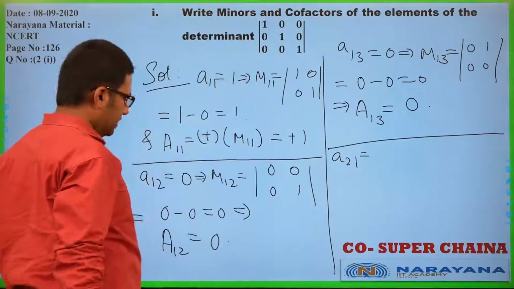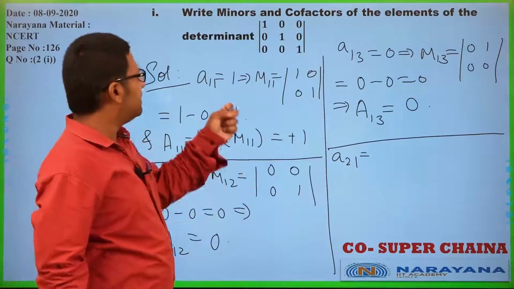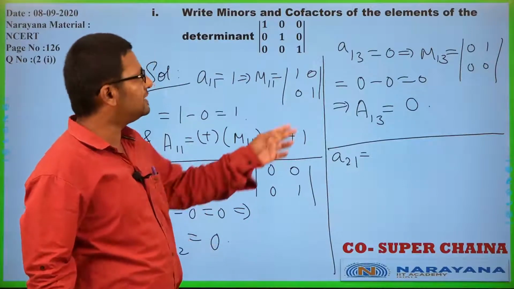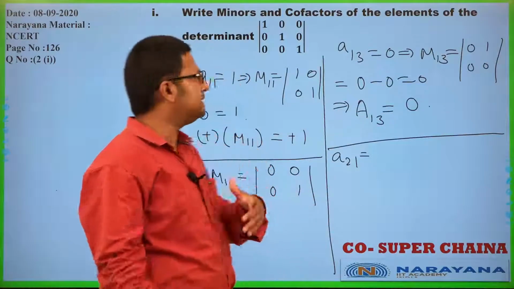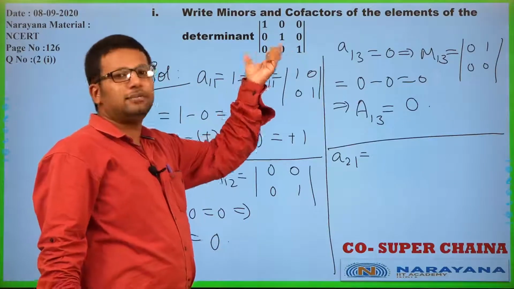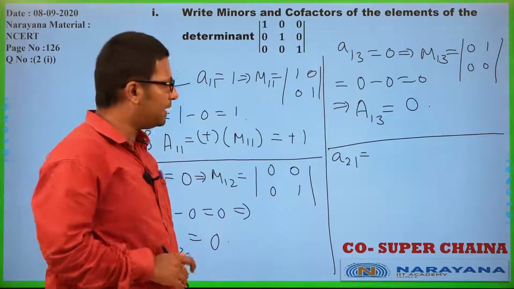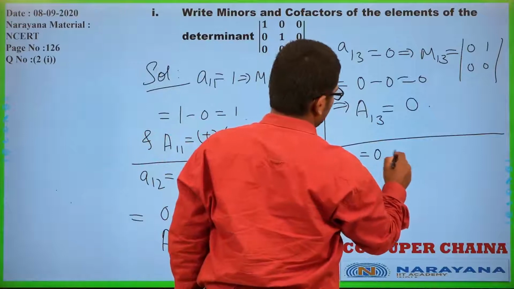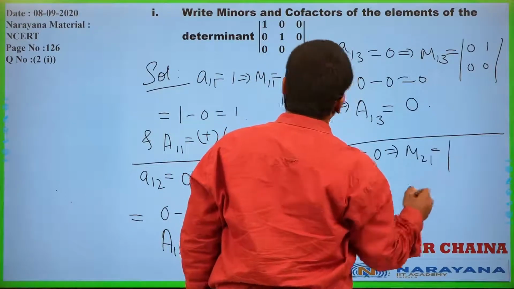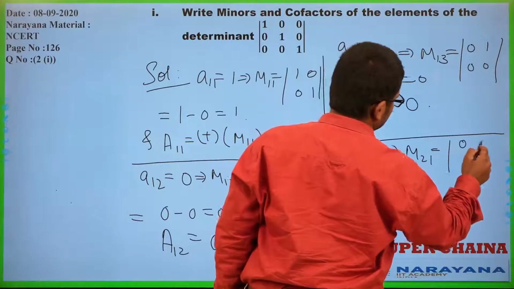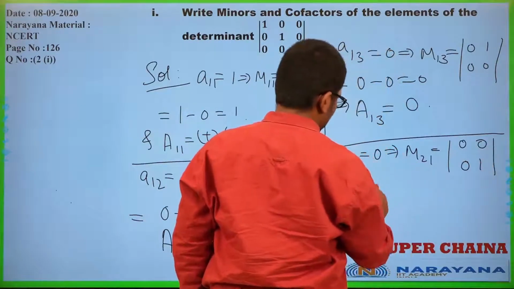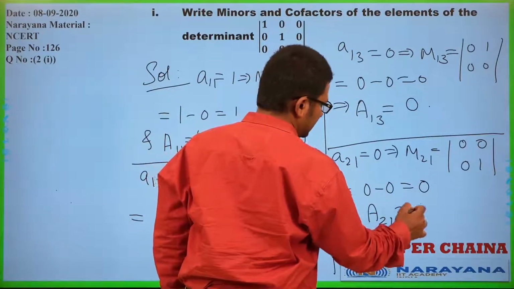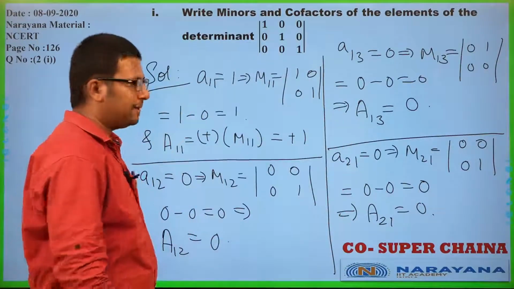Then A21, can you see a pattern emerging? When A11 was 1, the cofactor was 1. When A12 was 0, the cofactor is 0. Once again 0 and 0. Maybe it's a pattern. Let's see. Anyway, I hope you realize this is the determinant of the identity matrix, right? Something special must be happening. So A21 would be, the element is 0 and M21 is the determinant 0, 0, 0, 1, right? Which is 0 minus 0, which is 0 itself, right? So the cofactor must also be 0, right? Okay.